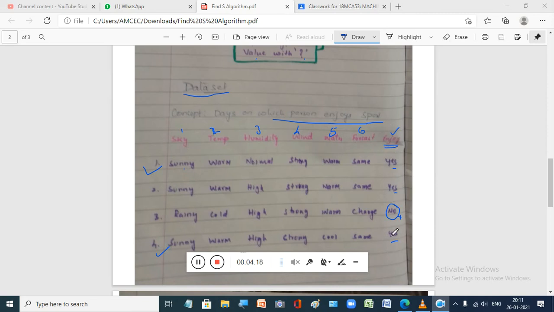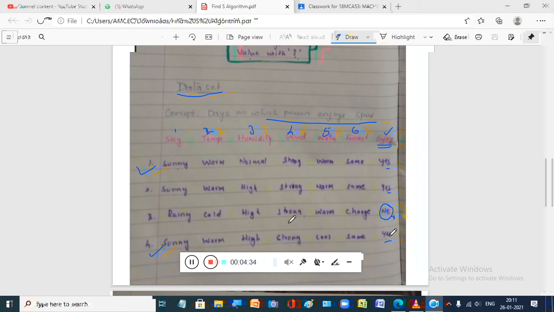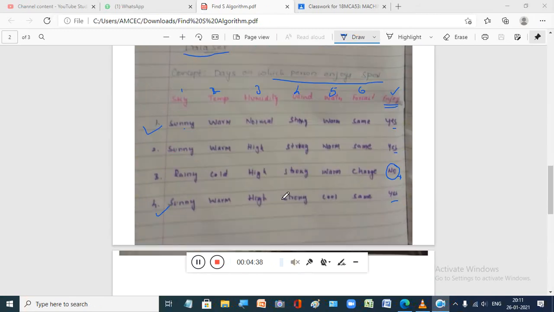Now this "enjoy" is the target function. The days are the rows for which there are certain attribute values. Are you going to enjoy the sport, yes or no? Here, yes can be treated as the positive examples, and wherever no is there, it is a negative example. Now this is the given data set for us.